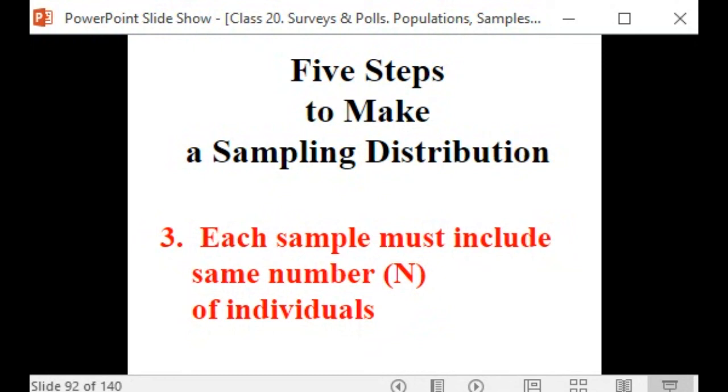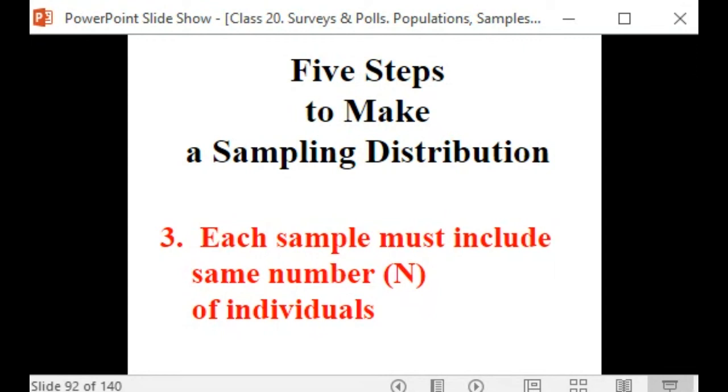Now for the third step. Each sample must include exactly the same number of individuals. We call this sample size n. Now, n can be any number. It may be that each sample has exactly 10 individuals, or it may be that each sample has 100 individuals. As we'll see, there are good reasons to have at least 30 individuals in each sample.